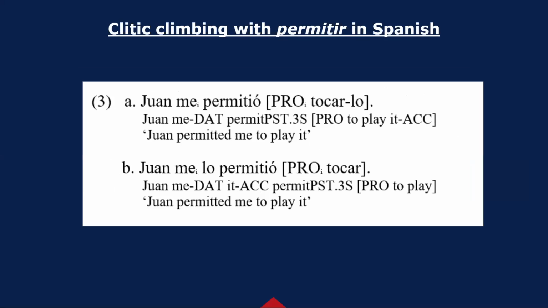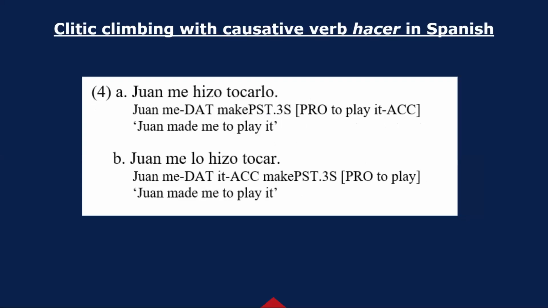However, in construction with permitir, the object clitic of the embedded verb can be attached to the verb permitir in the matrix sentence, as we can see in 3. Similar to the example in 3, the causative structure with hacer also allows clitic climbing. In 4, the structure with the causative verb hacer admits clitic climbing, which in turn suggests that the behavior of permitir is similar to the causative verb hacer regarding clitic climbing.